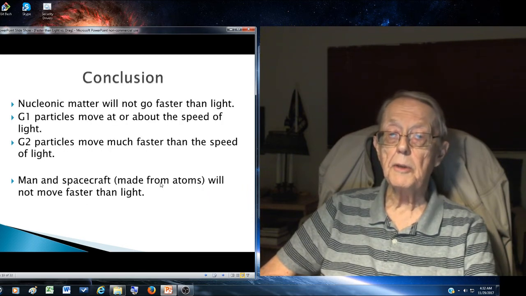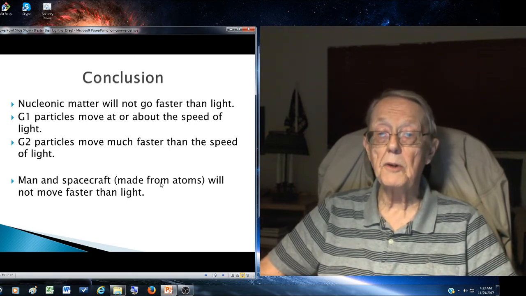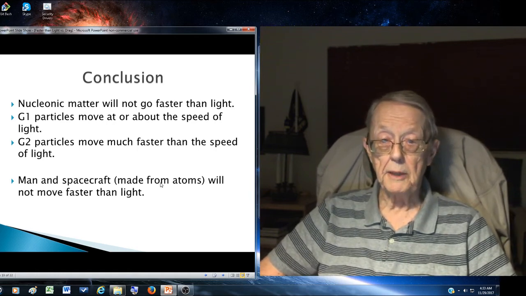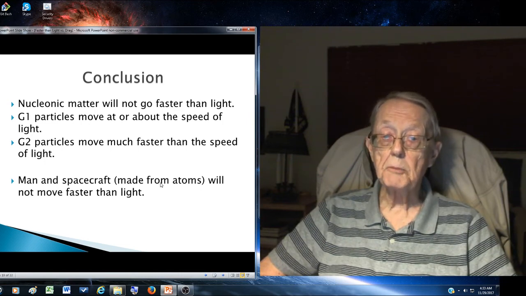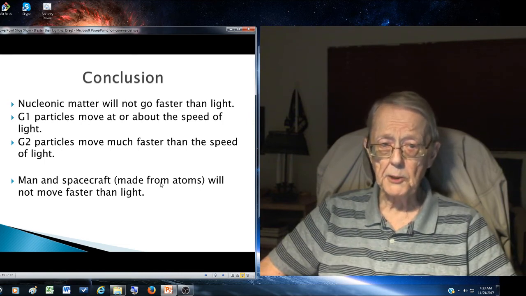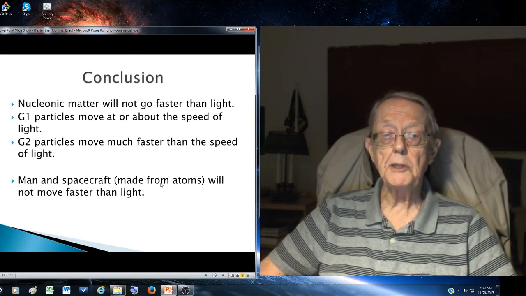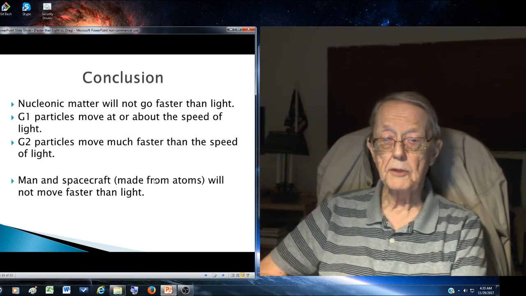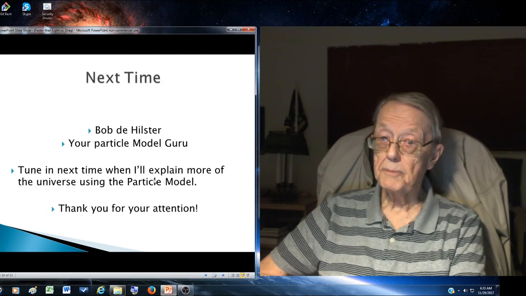Our conclusion, the particle model conclusion, is that nucleonic matter will not go faster than light. G1 particles move at or about the speed of c, and G2 particles move much, much faster than the speed of light. Unfortunately, what this says is man and spacecraft, items made from atoms, which contain nucleons, will not move faster than light. But G2 does.